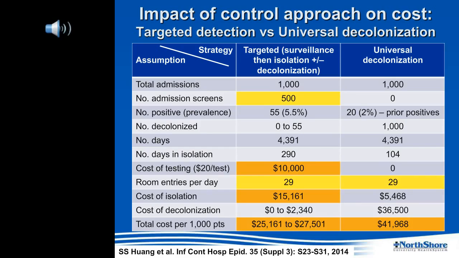But if you plug our numbers into it, in our own hospital, we don't have as many room entries per day. We actually now only test half of our patients, and I'll talk about that in a minute. And plugging our data into the same model that they used, the cost of targeted isolation and decolonization is actually less than universal. So again, it's important when you have well-detailed papers, put in your own numbers, take the time to go through it and see what's best for your healthcare organization.